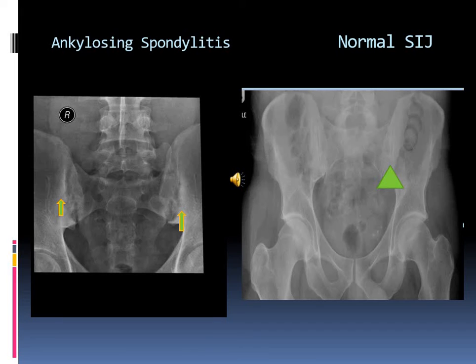While in ankylosing spondylitis there will be early changes in form of bone density changes like sclerosis. So on the image on the left side, which is ankylosing spondylitis, we can see the sclerosis on both sides of the iliac bone, and the sacroiliac joint is not so clear, and this represents changes of sacroiliitis.